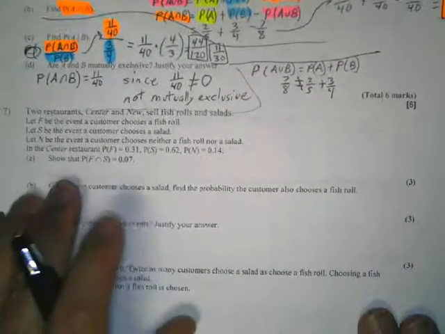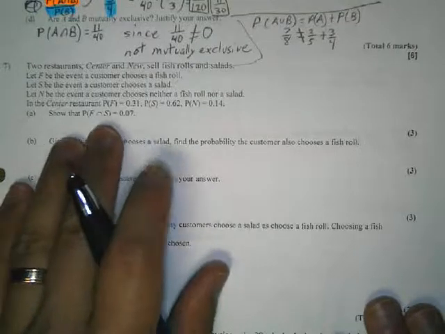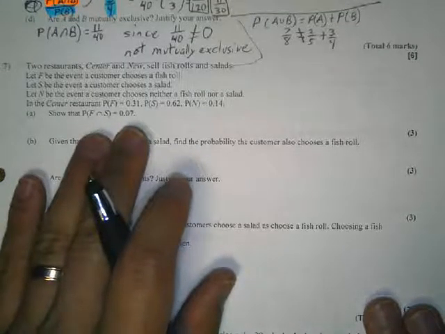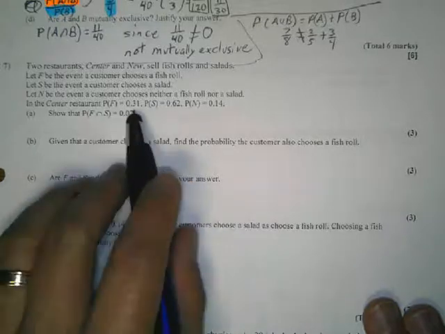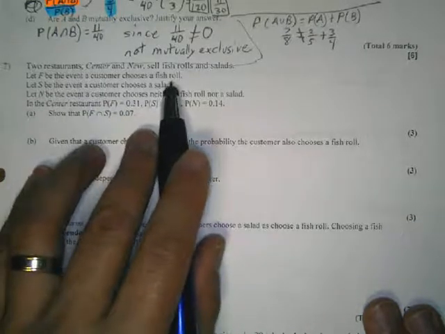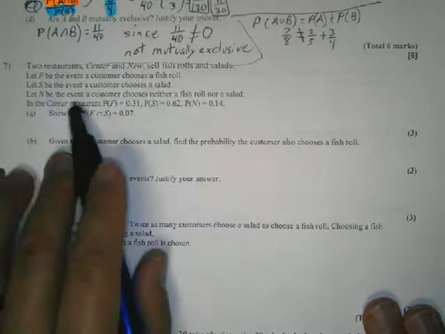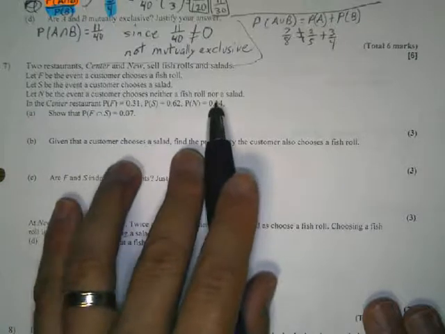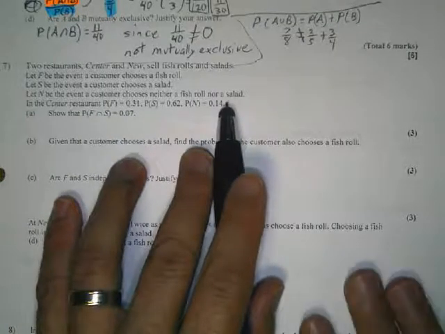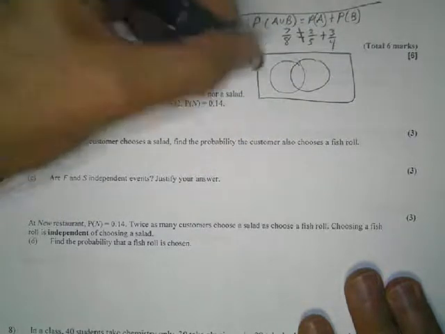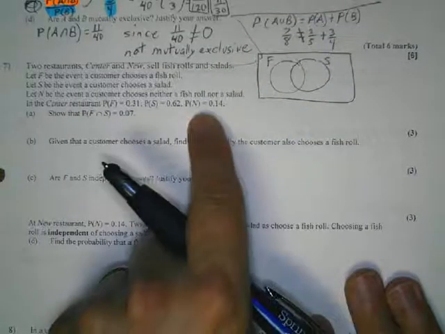Okay, show that the intersection of F and S is equal to 0.7. Given this information: F is the event that a customer has a fish roll. S is the event that a customer has salad. N is the event the customer chooses neither a roll nor a salad. So I'm going to draw a little picture here that should help. Okay, so fish, salad, and neither fish nor salad.